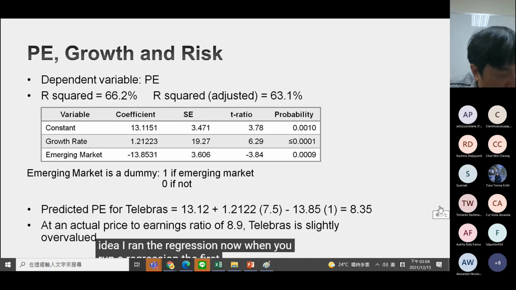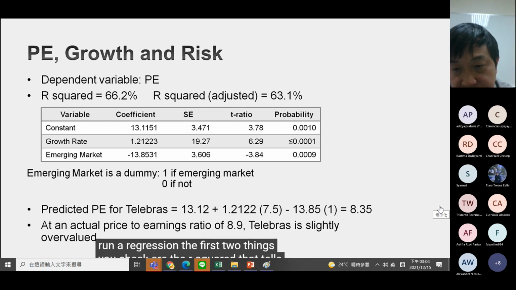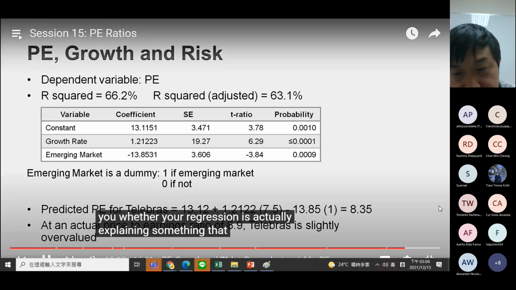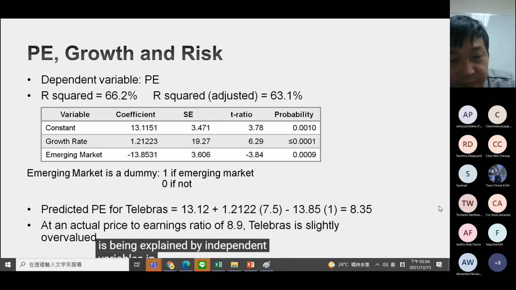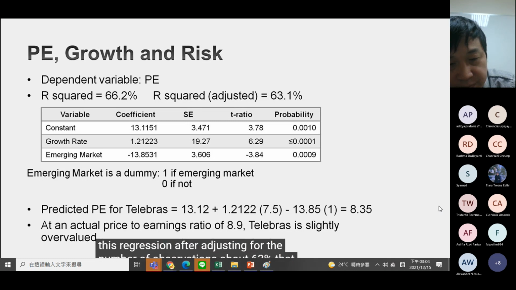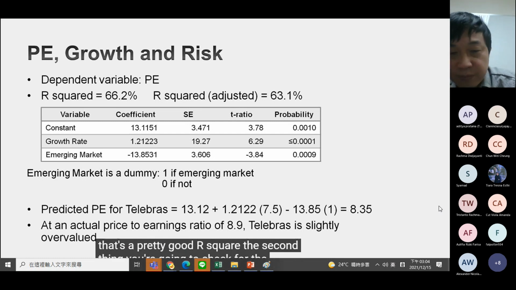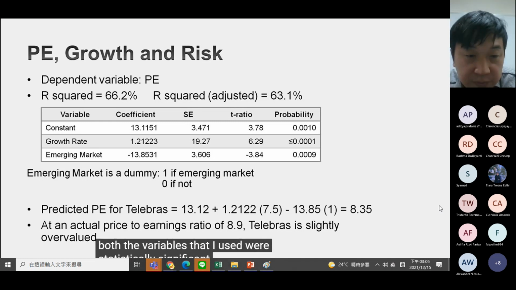Now, when you run a regression, the first thing you check is the R squared. That tells you whether your regression is actually explaining something that needs to be explained, whether the dependent variable is being explained by the independent variables. In this case, the R squared for this regression, after adjusting for the number of observations, is about 63%. That might not look good relative to your stat class regressions, but in finance, that's a pretty good R squared. The second thing you check are the t-statistics to see if the coefficients on the variables are statistically significant. Both the variables that I used were statistically significant.